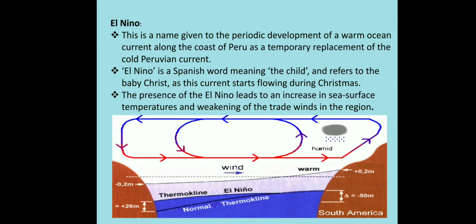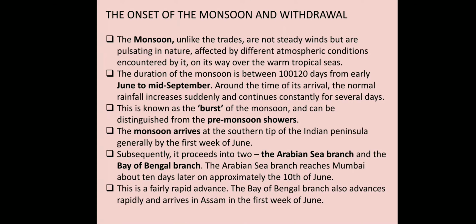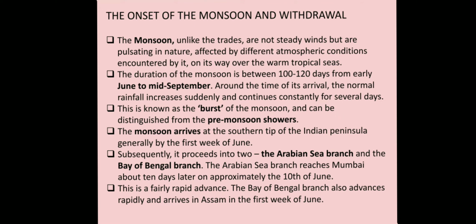El Nino is a Spanish word meaning the child and refers to the baby Christ, as this current starts flowing during Christmas. The presence of El Nino leads to an increase in sea surface temperatures and weakening of the trade winds in the region. Now, let us discuss the onset of the monsoon and withdrawal of it.